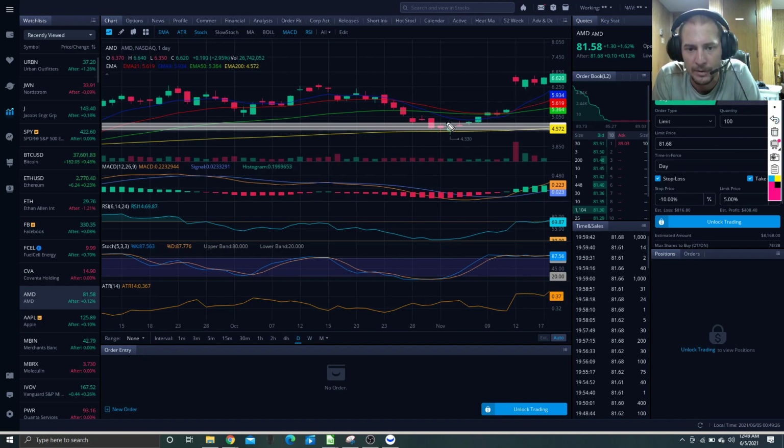So, right, here's your entry, and then as price moves up, you move your stop loss to these swing lows. So your stop loss is here. Price moves up here again, and then you get that pullback, swing low, move your stop loss again to that swing low.